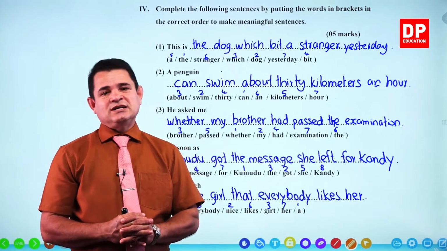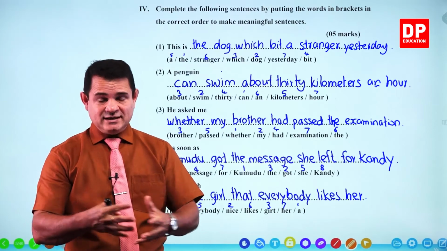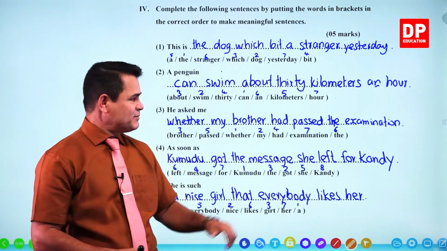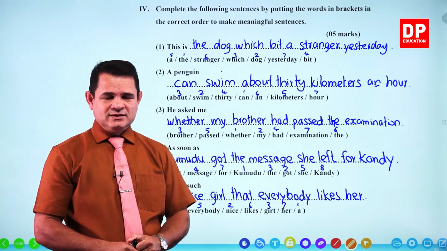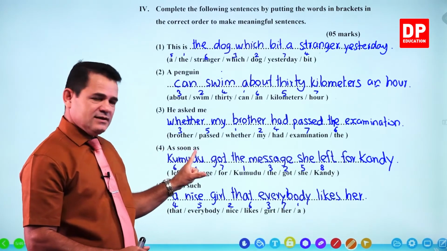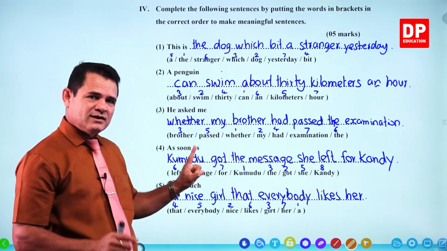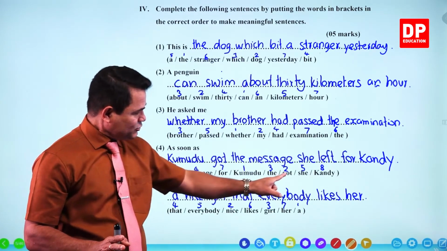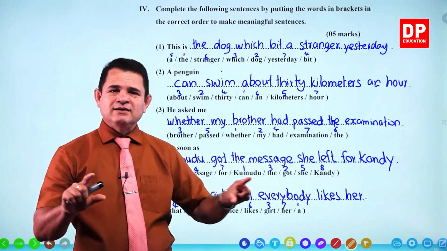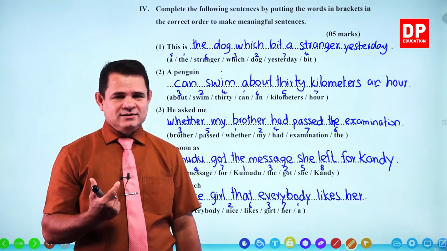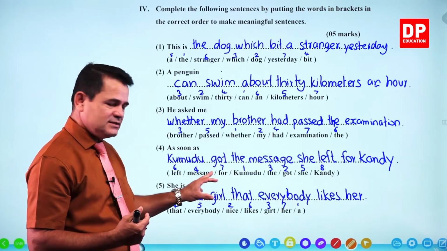So you get a question like this also, even for the next exam. So when you get that, of course, read it from the beginning to the end carefully. Get a small idea of what it says. Then you can put the numbers.